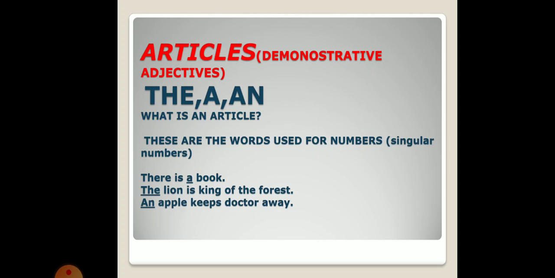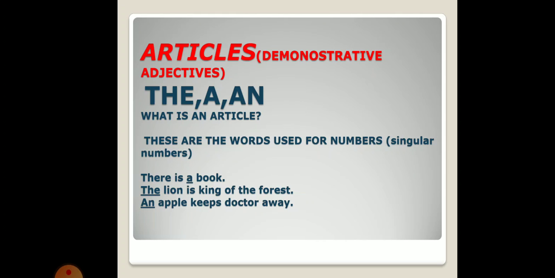You can define these words as, in Kannada we call them upapadagalu, articles are the words used for the numbers. Here numbers means either a singular number or a plural number. But most of the time they are used for singular number only. They are called articles.